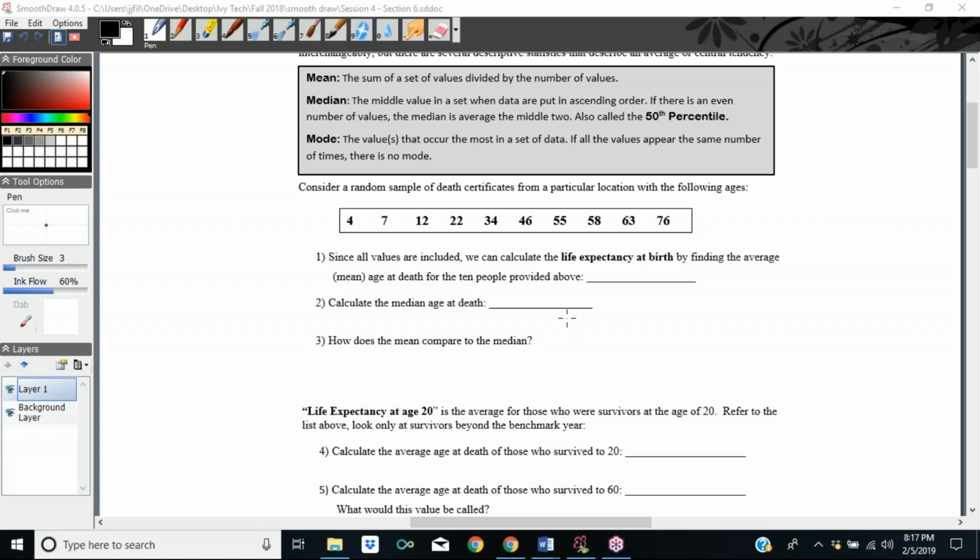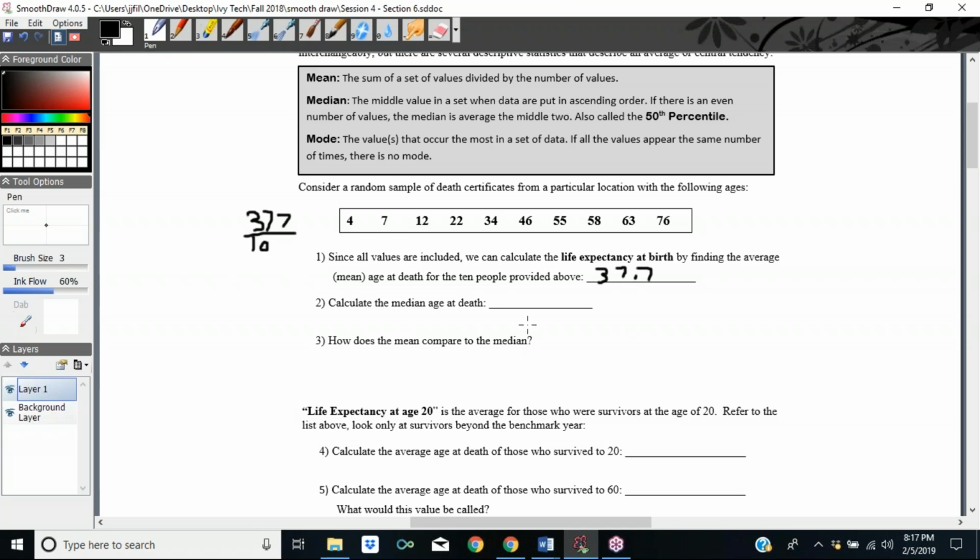So what we're going to do is just add all those numbers together and then divide by how many numbers there are. So there are 10 numbers. Add those all up and divide by 10. If you add all those numbers up together, you get 377. And then divide by 10, you get 37.7.